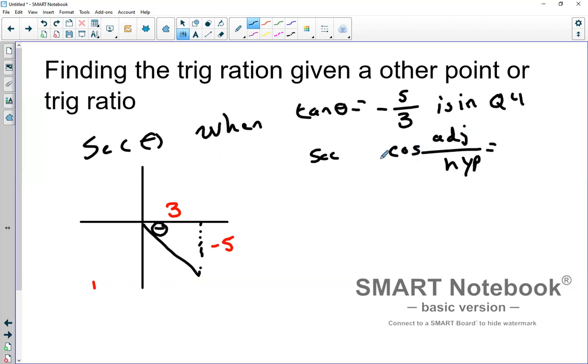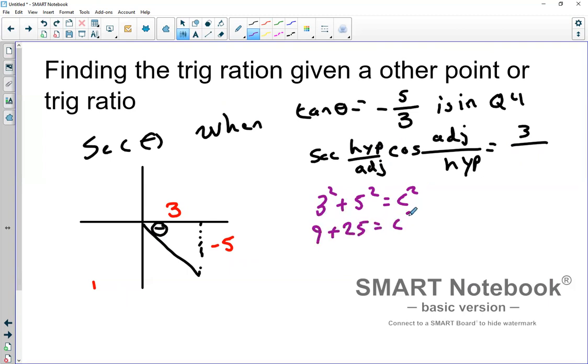So we need to find cosine, and then we could just do the reciprocal, or you could go right to the reciprocal, doesn't matter. But either way, I have the adjacent, which is 3. I need the hypotenuse. So the hypotenuse over here is going to be 3 squared plus 5 squared equals, I don't know, c squared. Now, I always give you numbers that you can actually do by hand, so don't sweat. Like, the numbers won't get too big. 9 plus 25 equals c squared.